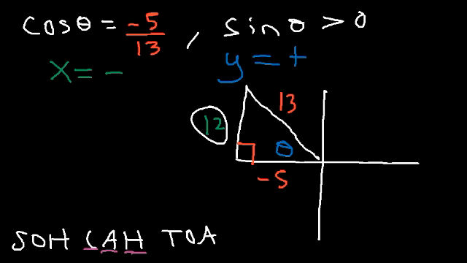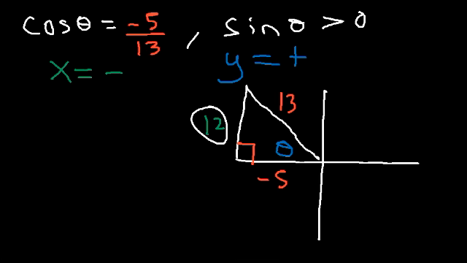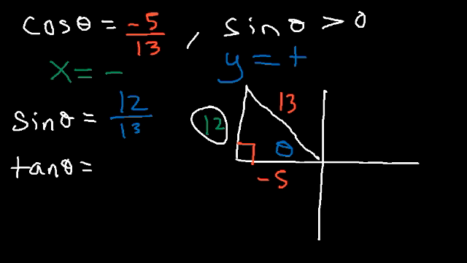So now let's finish the rest of the problem. So what is the value of sine theta, since cosine theta is negative 5 over 13? Sine is opposite over hypotenuse. Opposite to theta is the 12, and the hypotenuse is the 13. So sine theta is positive 12 over 13. Now what about tangent theta? Tangent theta is opposite divided by the adjacent side. So therefore it's 12 over negative 5, which is the same as negative 12 over 5.